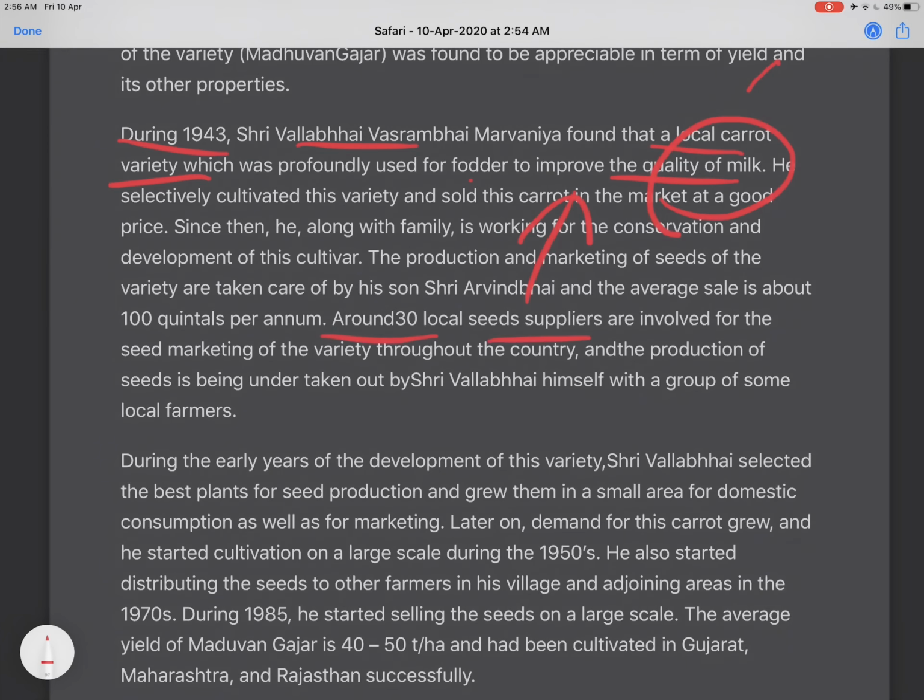Around 30 local seed suppliers are involved in the seed marketing of the variety throughout the country. So this farmer Shri Vallabhbhai Varambai Marwania started this very thing, but right now we are seeing it all throughout the country. And the production of seeds is being undertaken by Shri Vallabhbhai himself with a group of some local farmers. This is very, very important. This is not as if some government funded institution or startup or any organization is involved in this entire operation. No, rather it's spearheaded by a farmer along with some local farmers, and that's it.